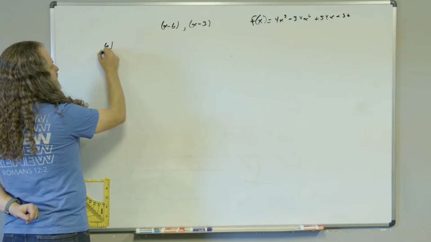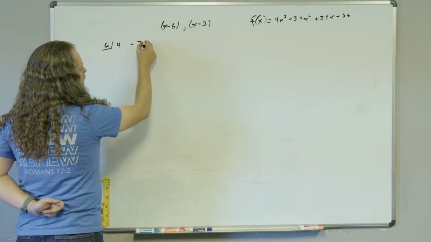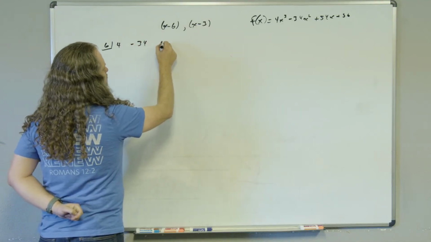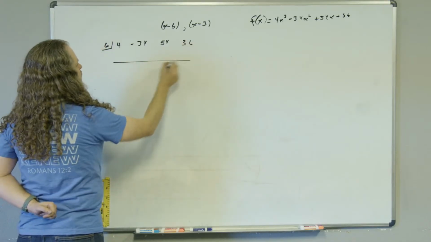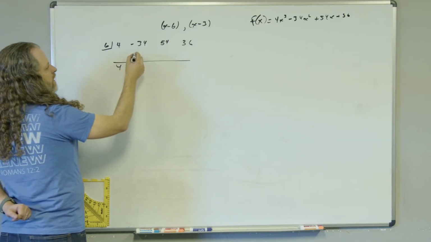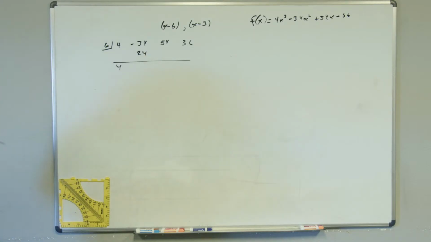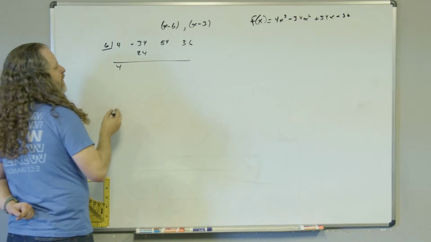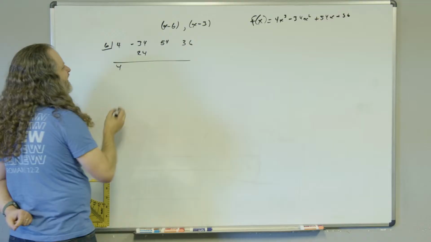So we're going to put 6 in the box. 4, minus 34, positive 54, 36. Bring down the 4. 6 times 4 is 24. Negative 34 plus 24 is negative 10.